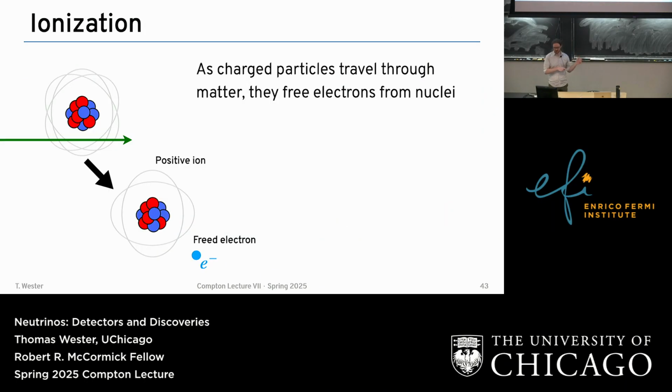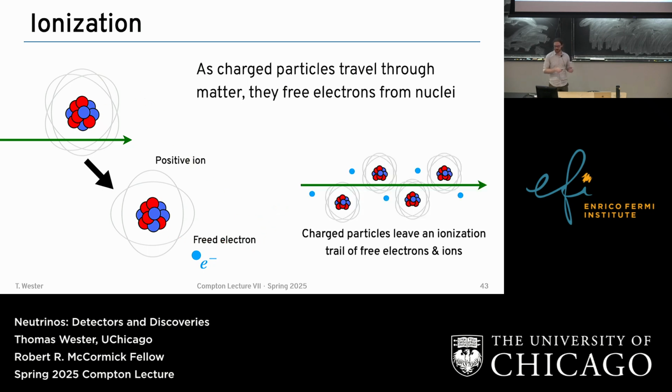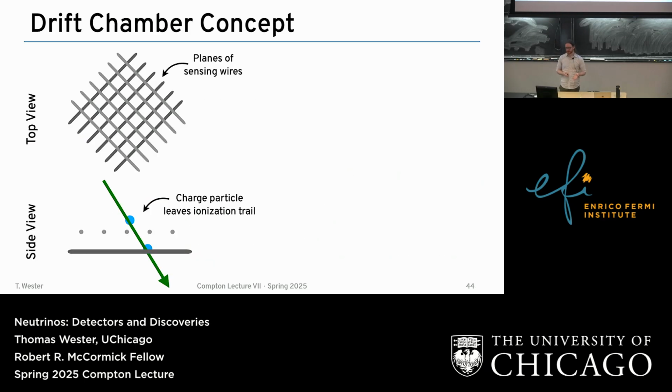So I just want to mention a little bit about ionization, what it looks like at a very small scale. As a charged particle passes by, a nucleus has some electron cloud, and it can actually free one of those electrons and leave behind a positive ion and a freed electron. If you imagine a big tank of material, then this particle, as it travels through, is leaving a trail of this ionization. So you have free electrons that are now separated from the atoms that they were once part of. And so how do you detect this ionization?